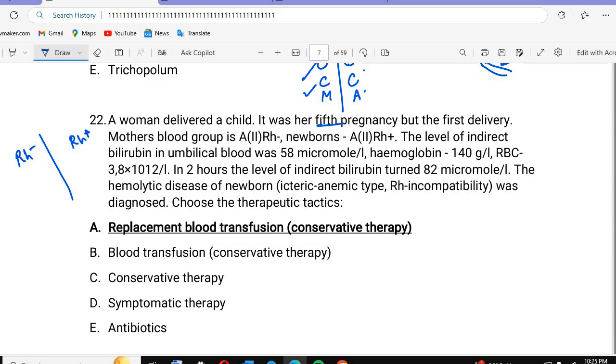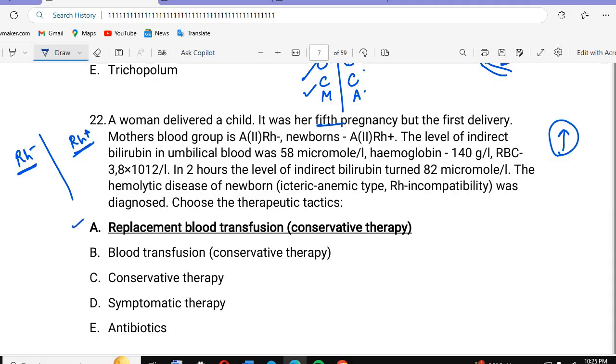The hemoglobin is 140. RBC is down in 2 hours. The level of indirect bilirubin turned 82. It means bilirubin has increased. The patient is shifting to erythroblastosis fetalis. They already mentioned everything. The hemolytic disease of the newborn, icteric anemic type, Rh incompatibility. We have seen that this is an Rh negative mother and an Rh positive child. So there would be Rh incompatibility.